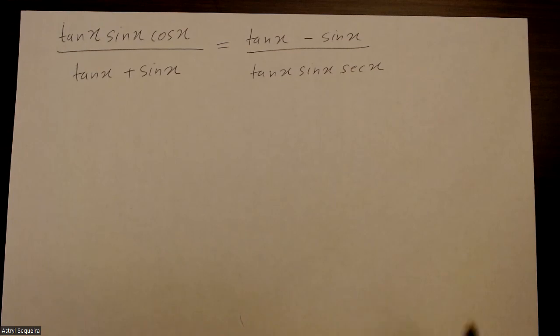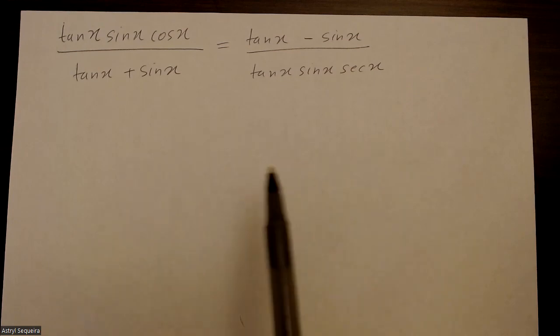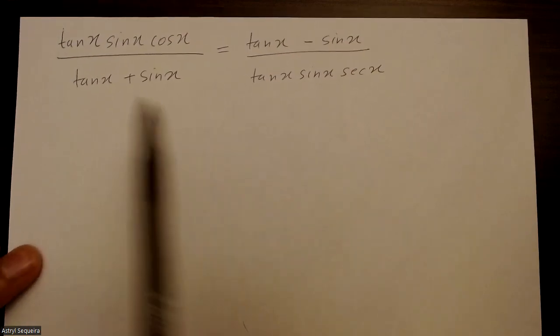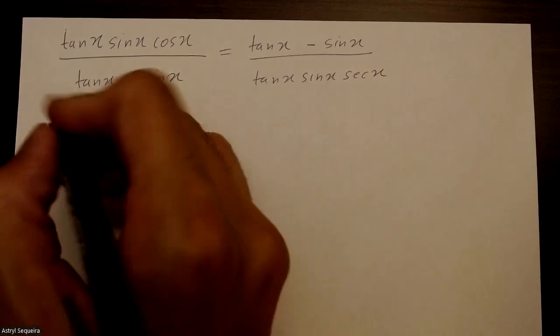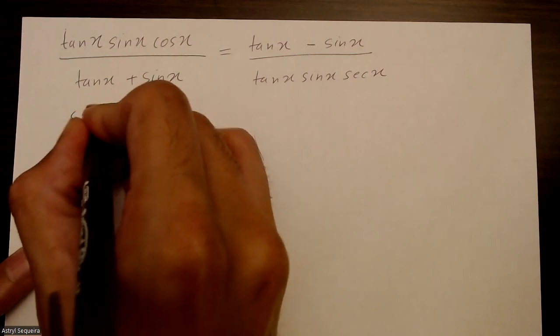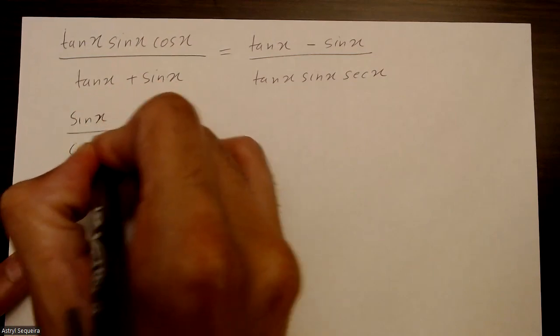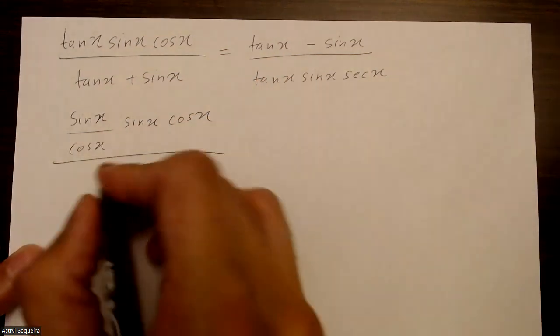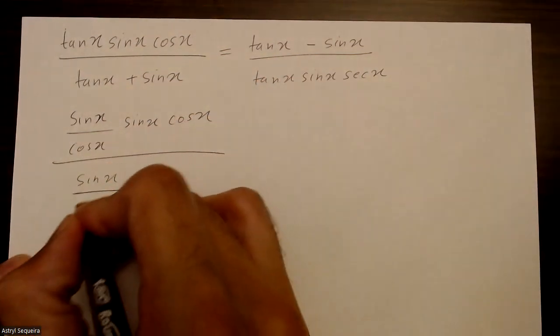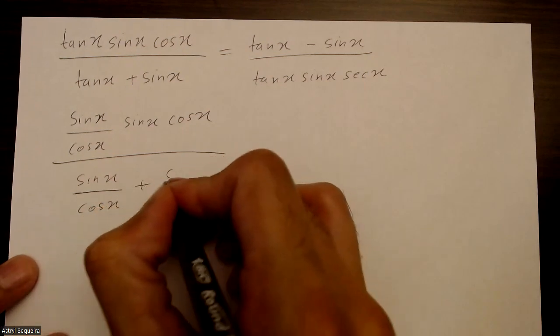All right, so we need to prove this trig identity. It's a pretty complex one. So what we want to do is start by converting everything to sine and cos on both sides. So I have sine x over cos x, sine x cos x, over sine x over cos x plus sine x.